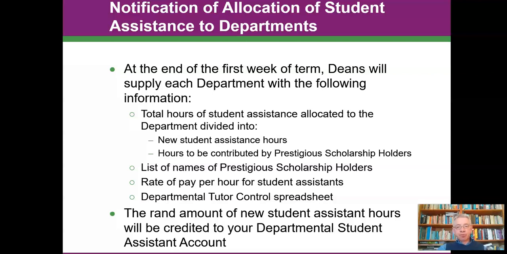So there are two groups of people. There'll be your prestigious scholarship holders who will need to work for you, and then you'll be employing new students, new tutors to do the residue of that work. You'll also be provided with a list of the names of prestigious scholarship holders. In addition to that, you'll get the rate of pay per hour for student assistance. And finally, you'll get what we call a departmental tutor control spreadsheet.